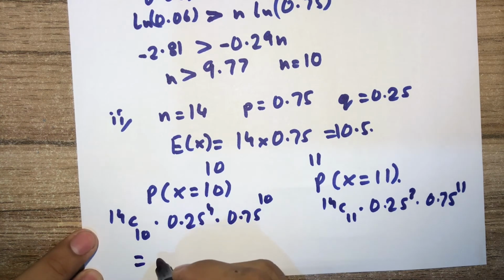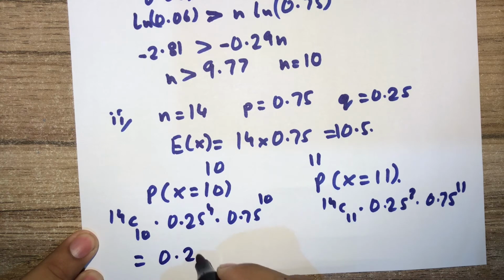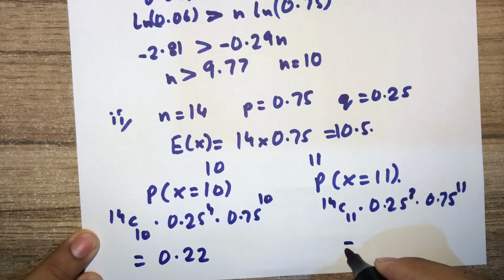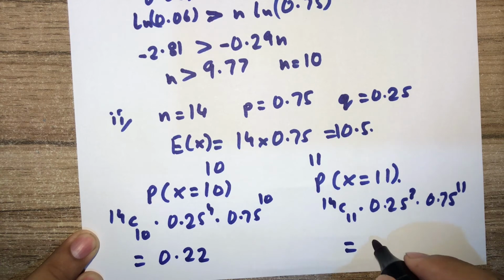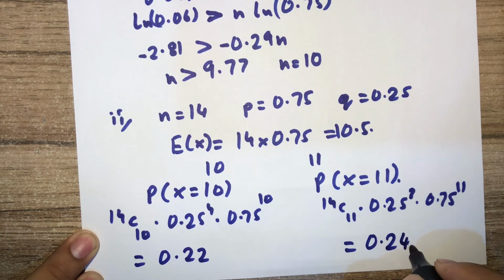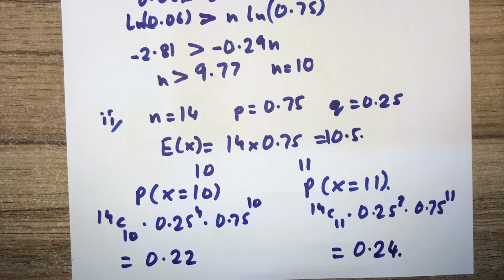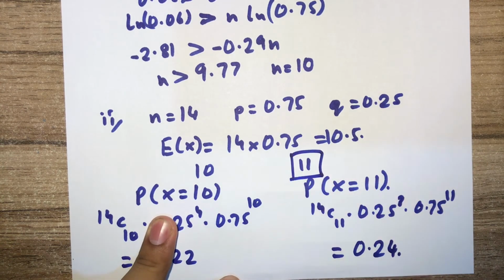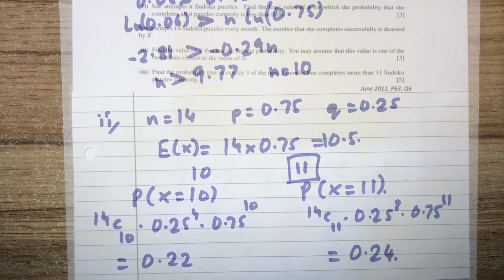This is coming equal to 0.22 and this is coming equal to 0.24. So that means that the mode will be 11, as it is the number with the highest probability.